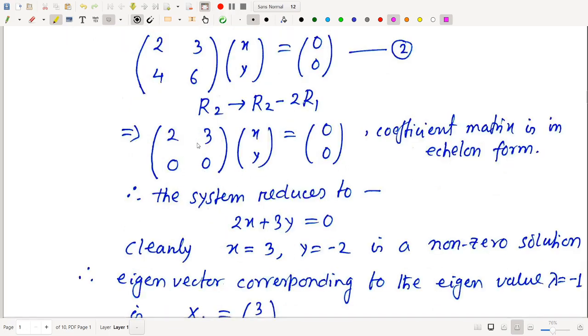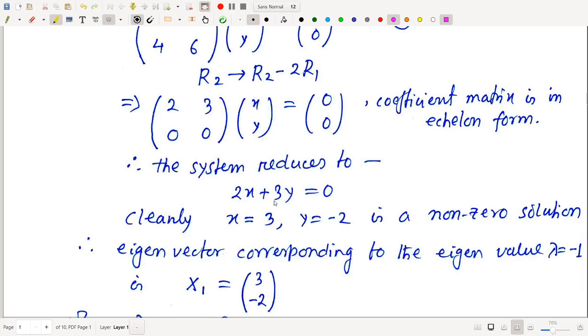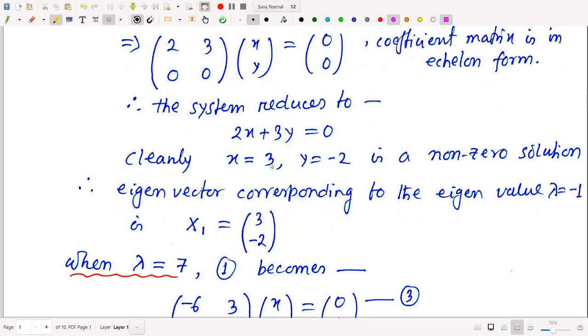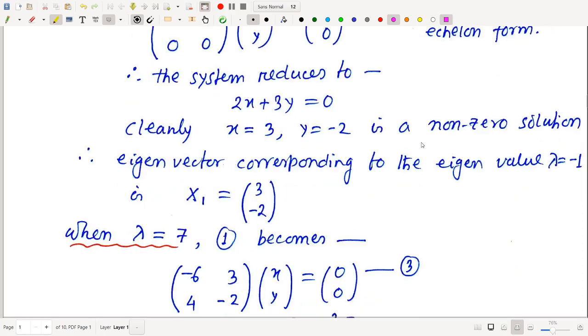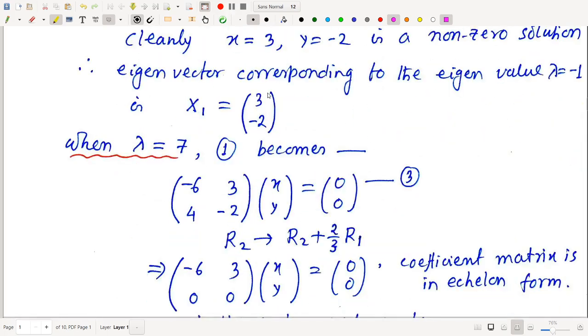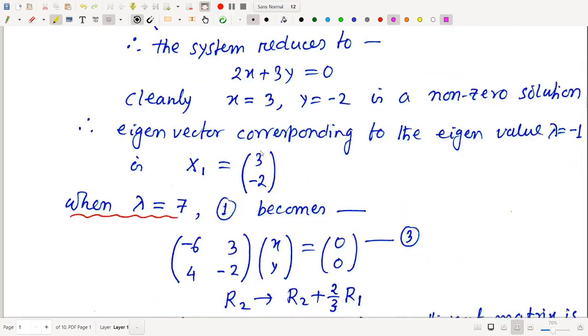Rank is 1, number of variables 2, so 2 minus 1 means 1; there will be only 1 linearly independent solution. So this system reduces to 2x plus 3y equals 0. From two equations, you have got one equation. And one equation, two variables means there will be infinitely many solutions, but only one linearly independent solution. So clearly, x equal to 3 and y equal to minus 2 is a non-zero solution, therefore it is our linearly independent solution. Therefore, the eigenvector corresponding to the eigenvalue lambda equal to minus 1 is X1 equal to the vector 3, minus 2.